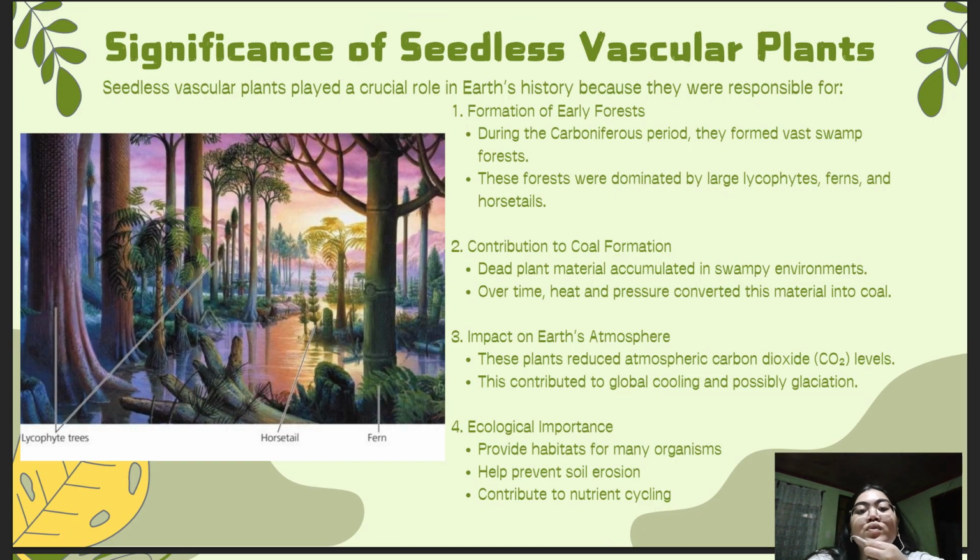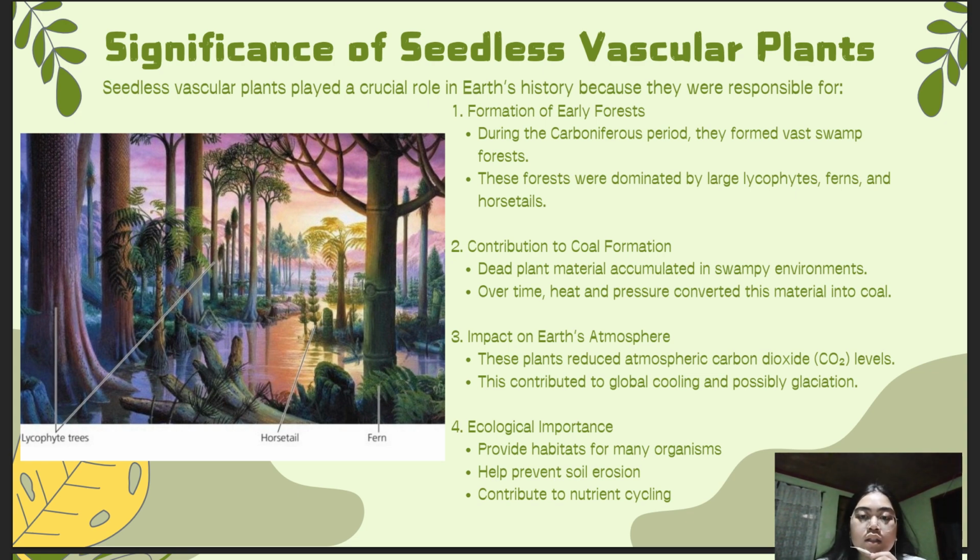Lastly, the significance of seedless vascular plants. Seedless vascular plants played a major role in Earth's history. During the Carboniferous period, they formed vast swamp forests dominated by lycophytes, ferns, and horsetails. We can see an example of this in the picture attached. Over time, dead plant materials accumulated and formed coal deposits. They also helped reduce carbon dioxide levels, contributing to climate change as global cooling.